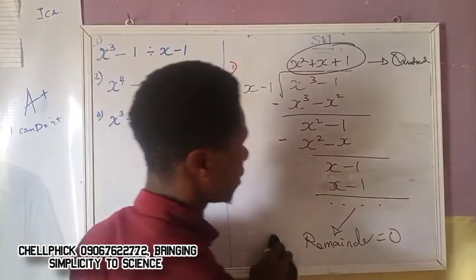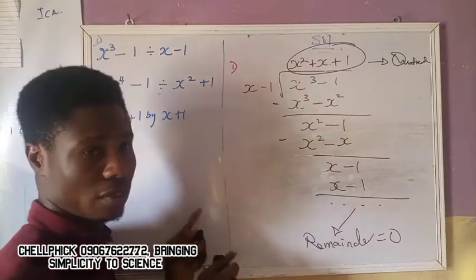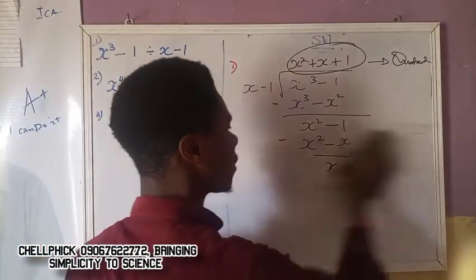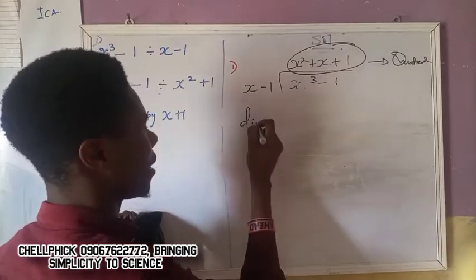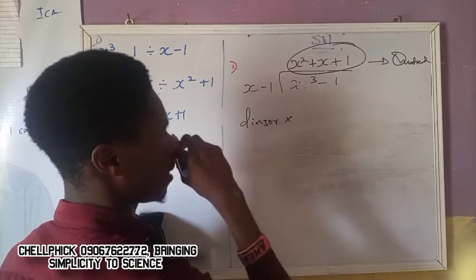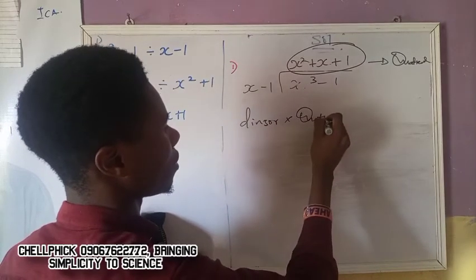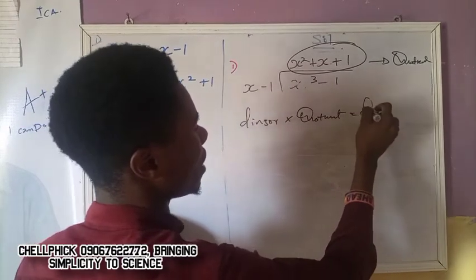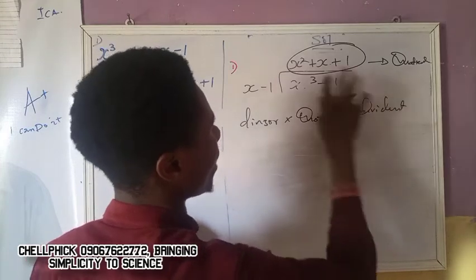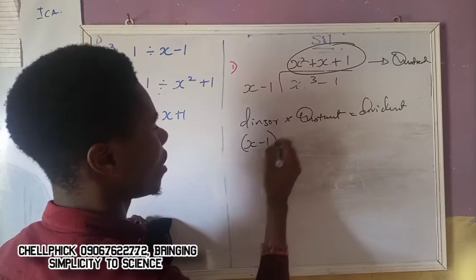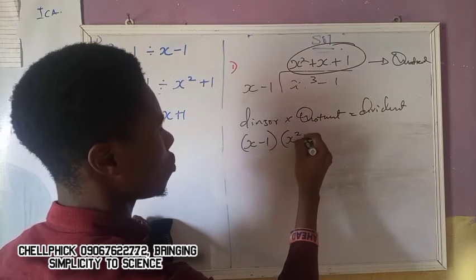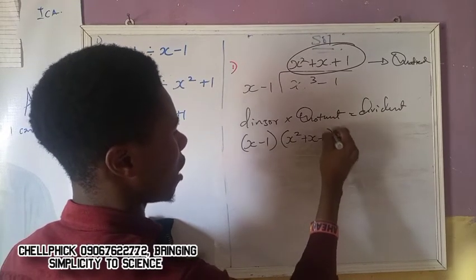So let's prove that. If you want to copy this, kindly pause the video and do that. If I want to get this together, how am I going to do it? The formula, please don't forget, is divisor times quotient. It will give you dividend. So let's confirm whether we're going to have x cubed minus 1. So I'll be fast with this. I believe by now you ought to know how to do expansion.